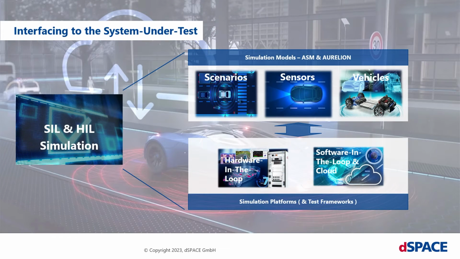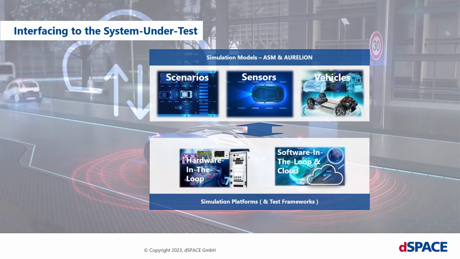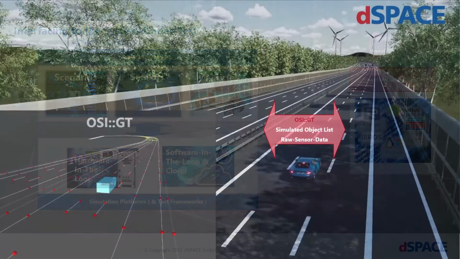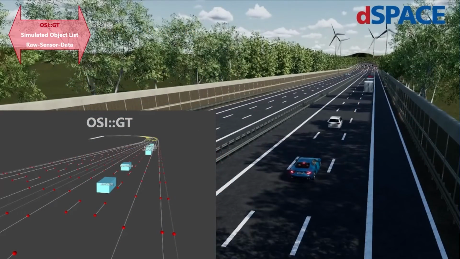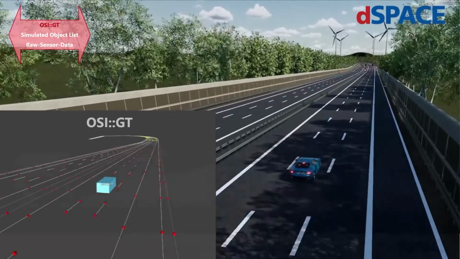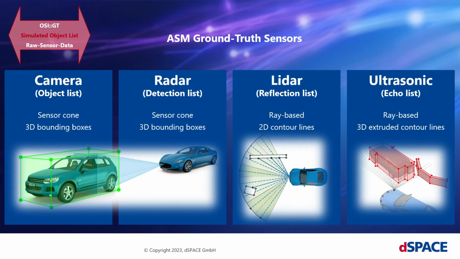One crucial topic in setting up closed-loop simulations in SIL and HIL environments is the interfacing with the system under test. With AURELION and ASM, interfaces on different levels and protocols can be implemented. The models provide, for example, OSI ground truth according to the ASAM OSI standard. Or you can use the ASM ground truth sensors to generate virtual object list data to be sent on simulated CAN bus or simulated Ethernet.